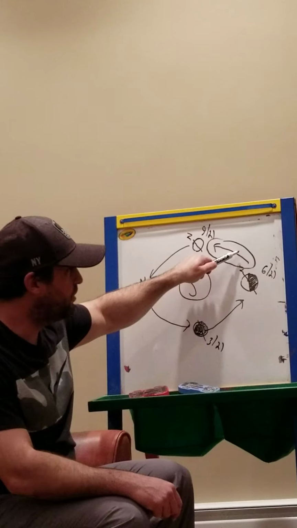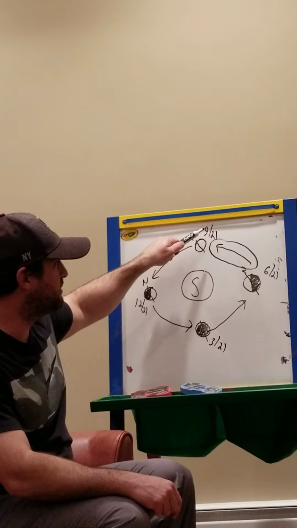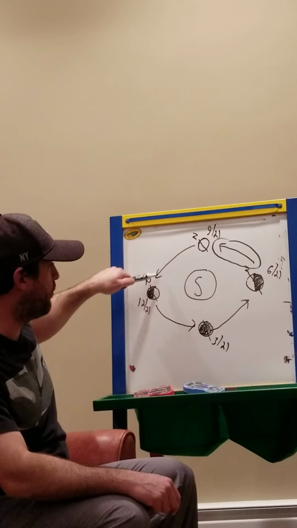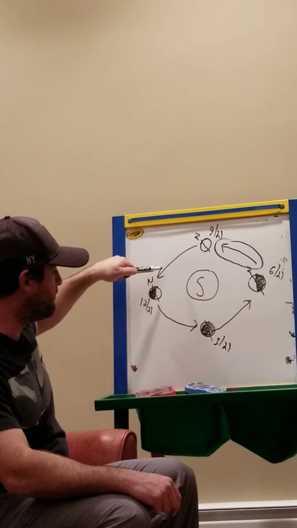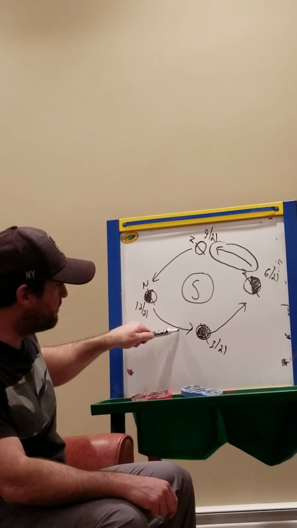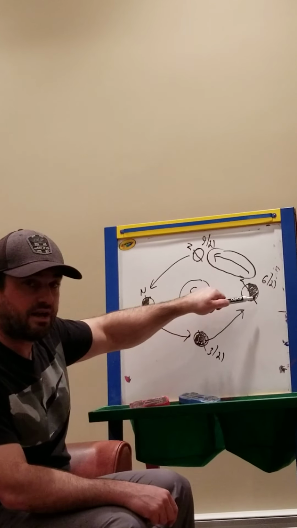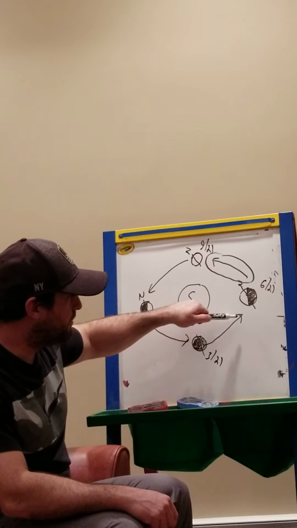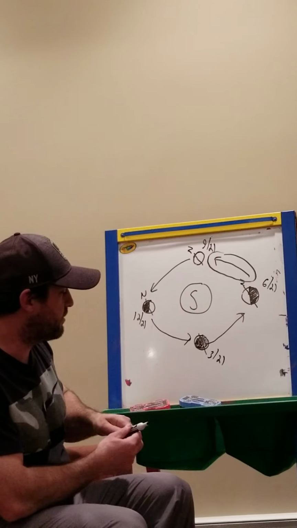July 21st, August 21st, September. So this arrow is fall. October, November, December. This arrow is winter. January, February, March. And this arrow is spring. April, May, June. All right?